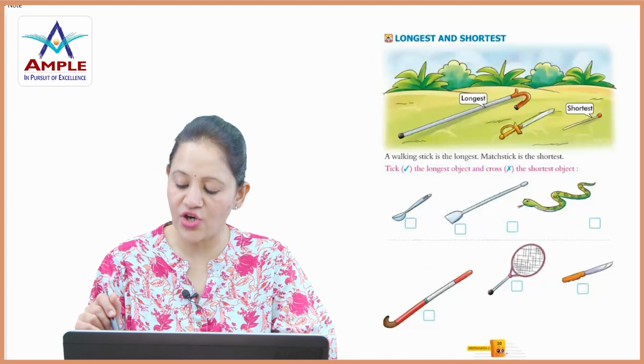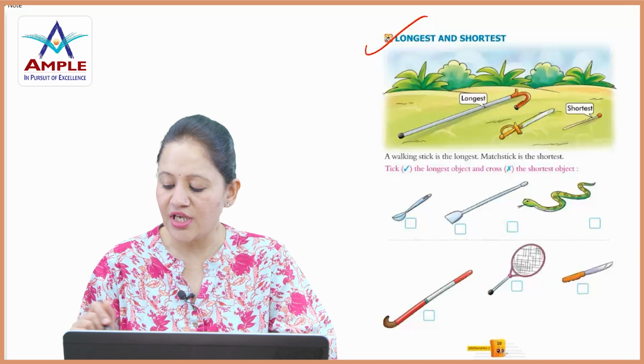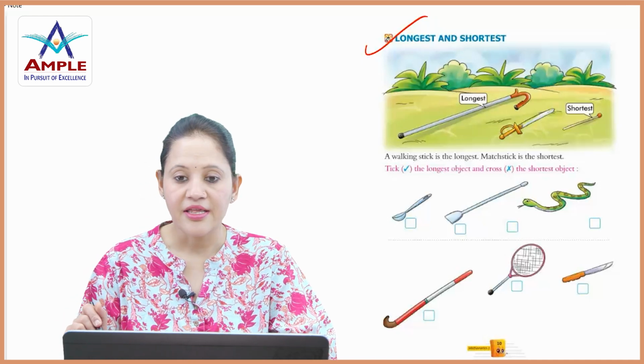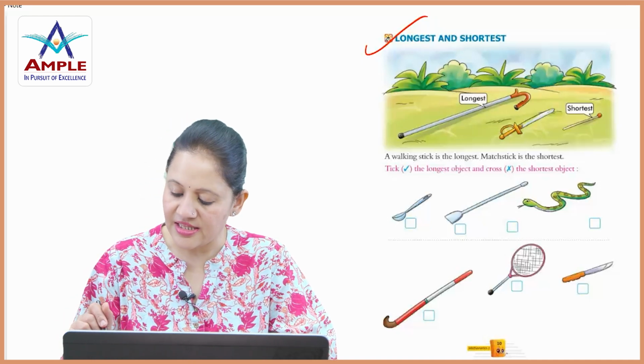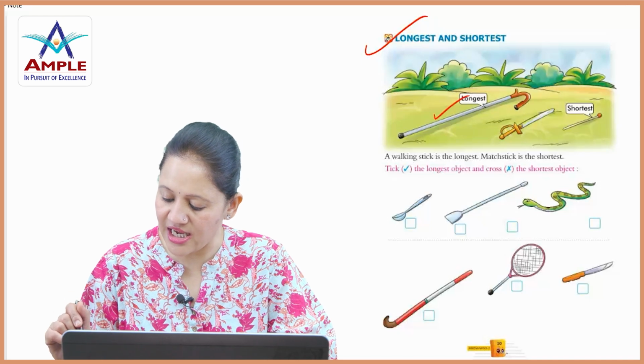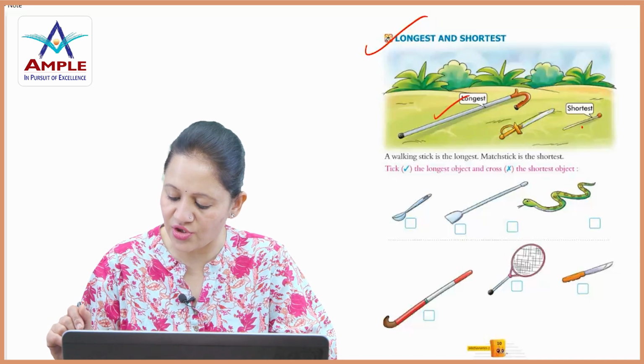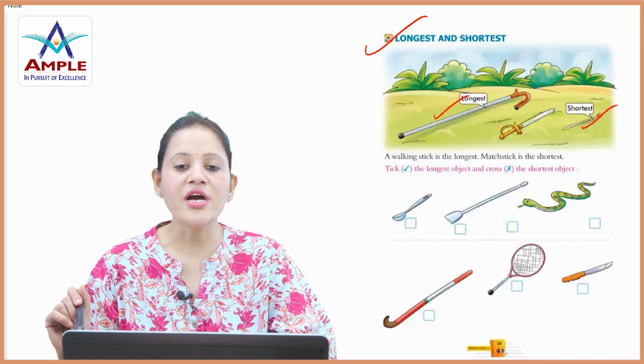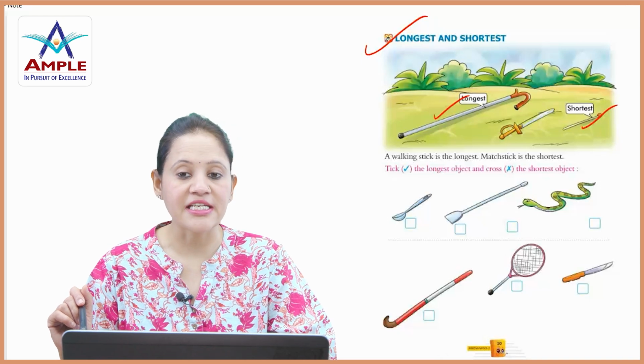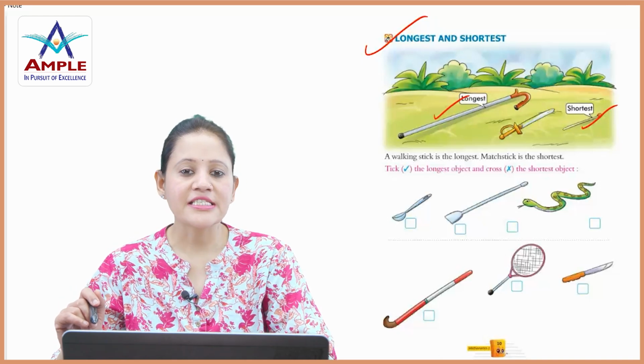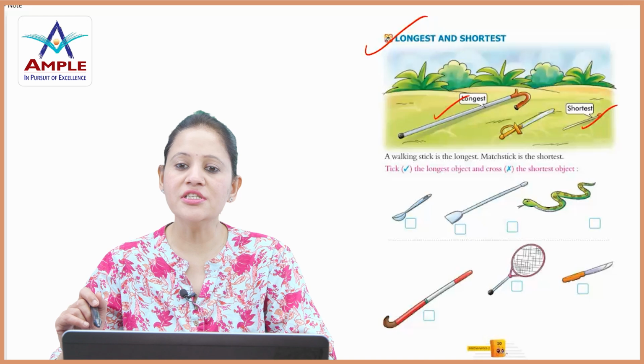Next, longest and shortest. So here you can see this stick is the longest one and this matchstick, that is the shortest one. Clear? A walking stick is the longest and matchstick is the shortest. Next, take the longest object and cross the shortest object.